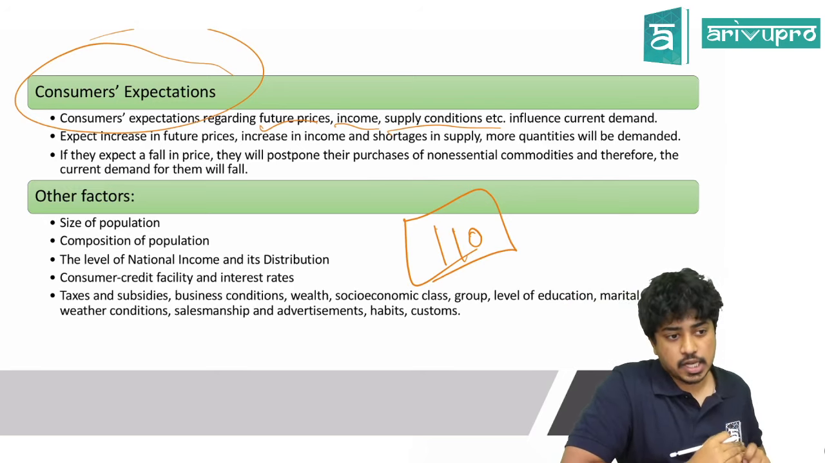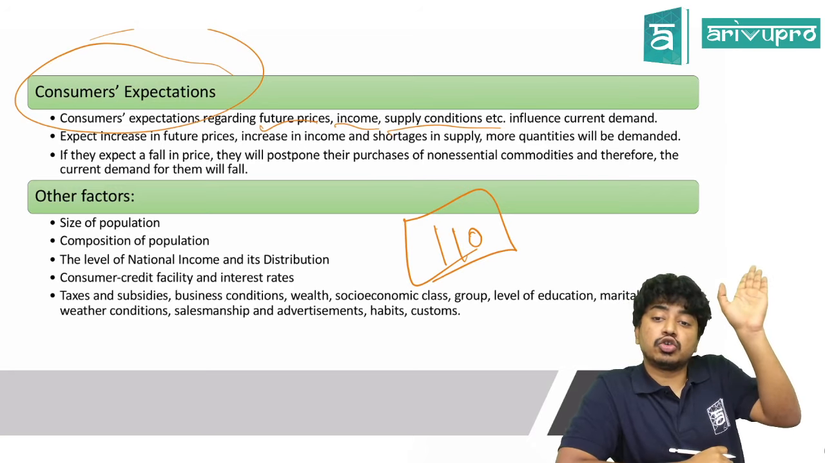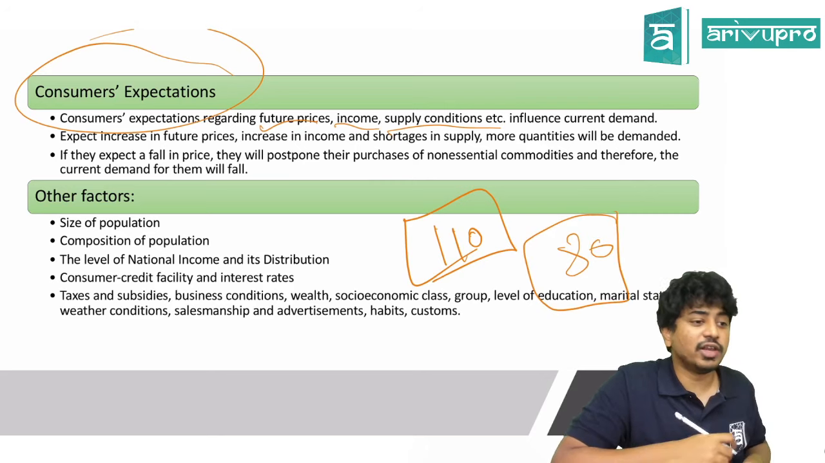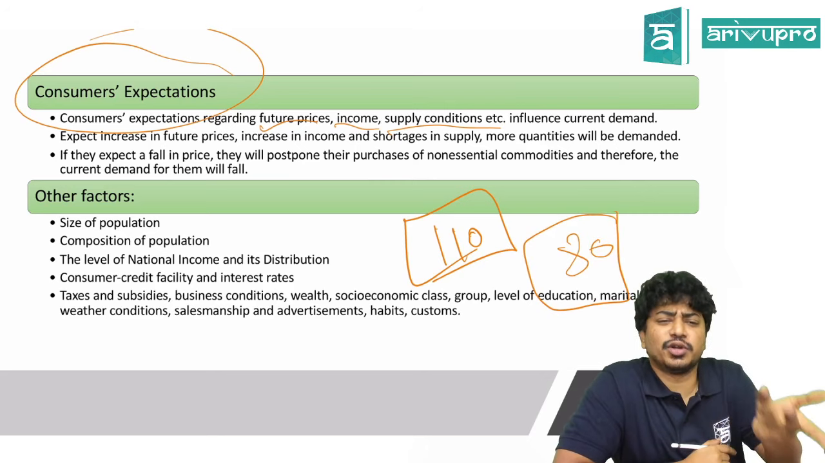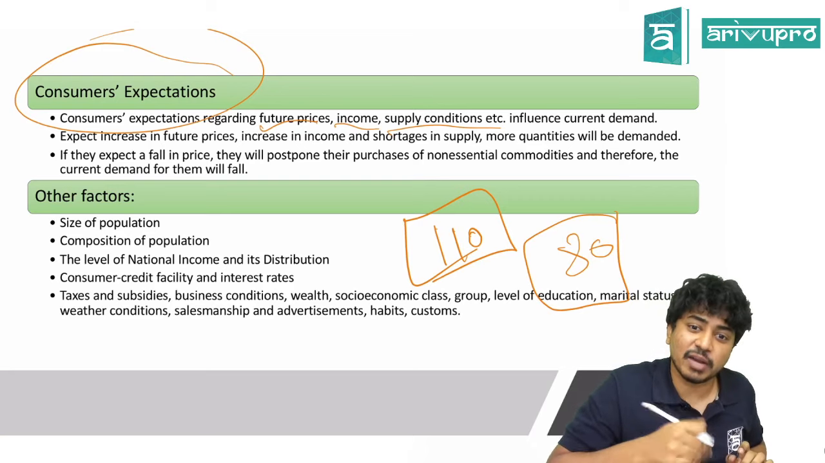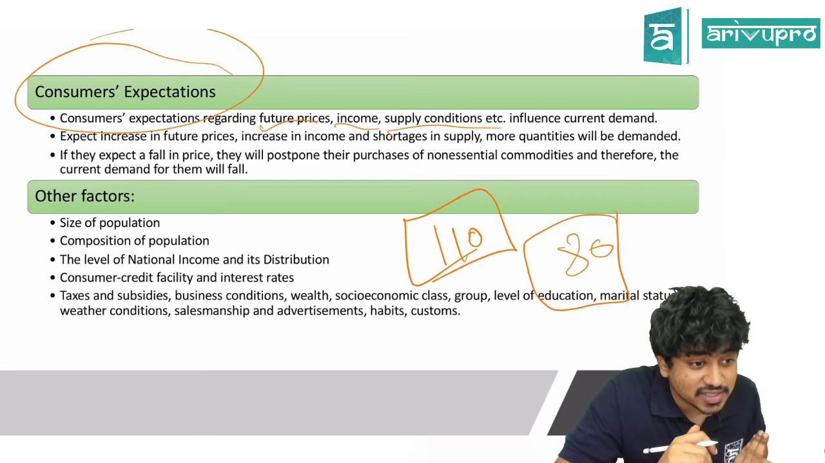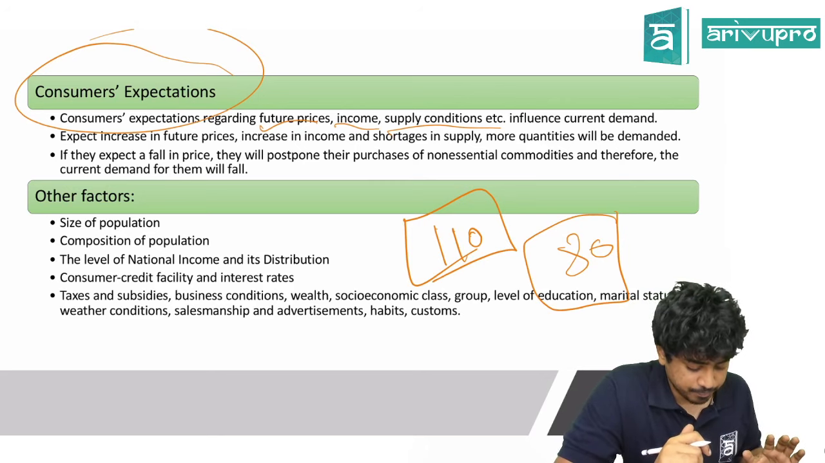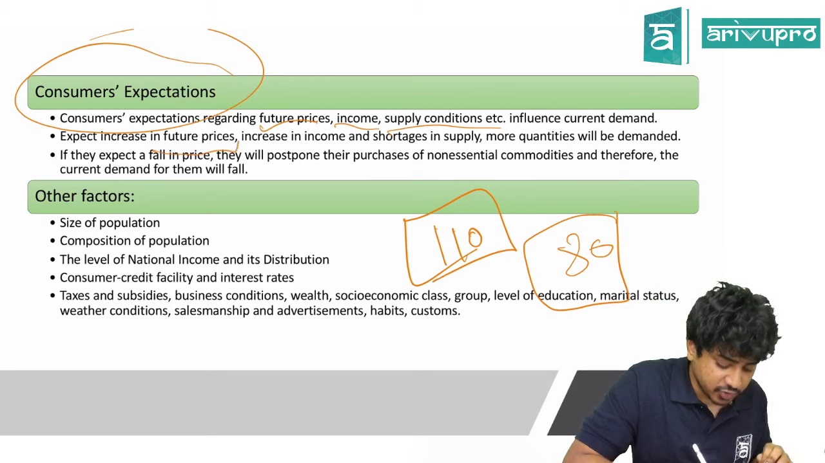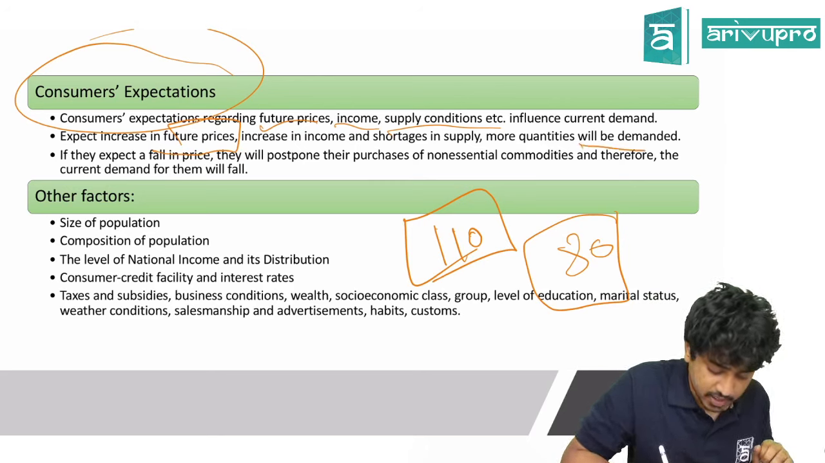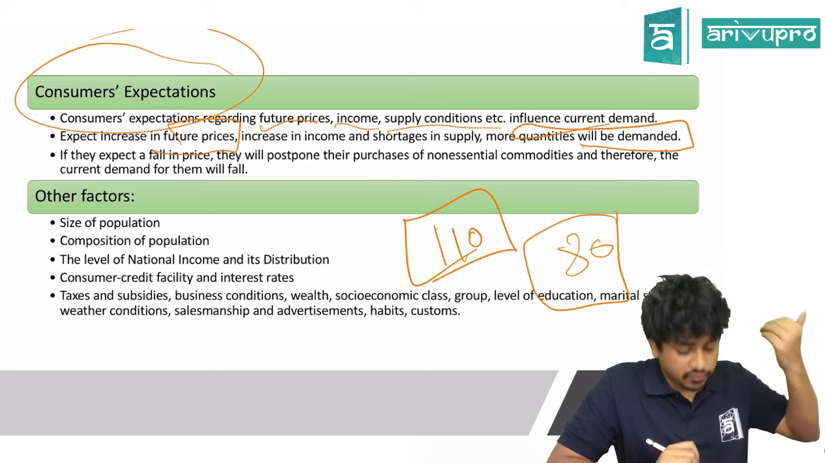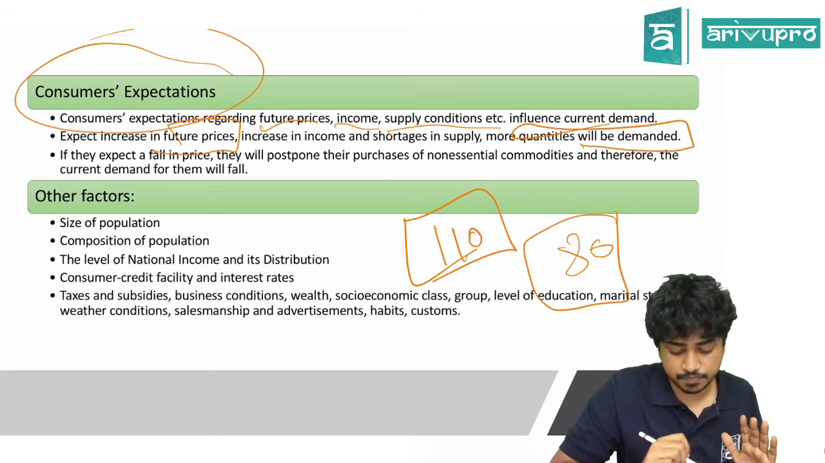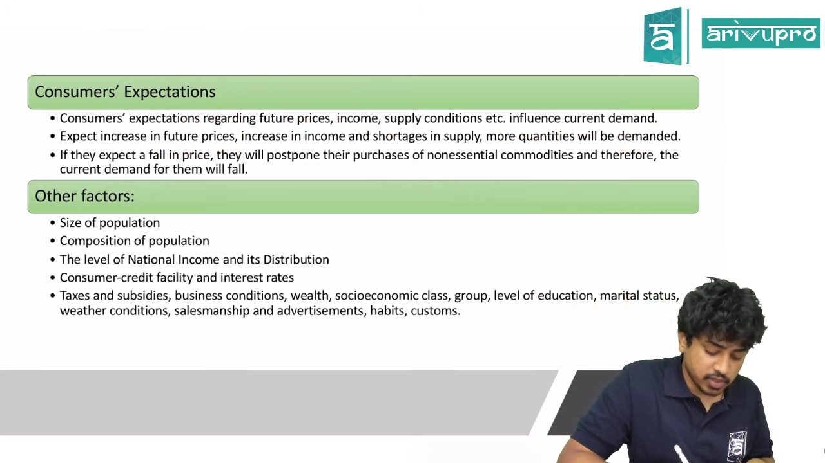Vice versa, we expect the price to fall tomorrow. Let's say the price of petrol is going to fall tomorrow. What will you do? You will think, okay, let me wait till tomorrow and fill it. So what happens to demand for today? It decreases. If you expect an increase in future prices, there will be more quantity demanded now. If you expect a decrease in future prices, there will be less quantity demanded right now. Are we clear here?